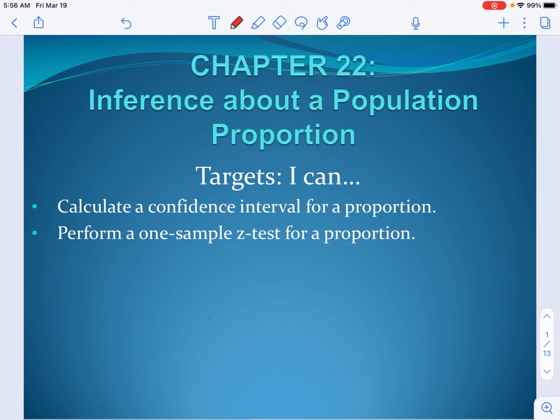So the significance tests that we are performing, looking at a confidence interval and a one sample z-test, those procedures are still essentially the same, just slight tweaks from working with means into working with proportions.